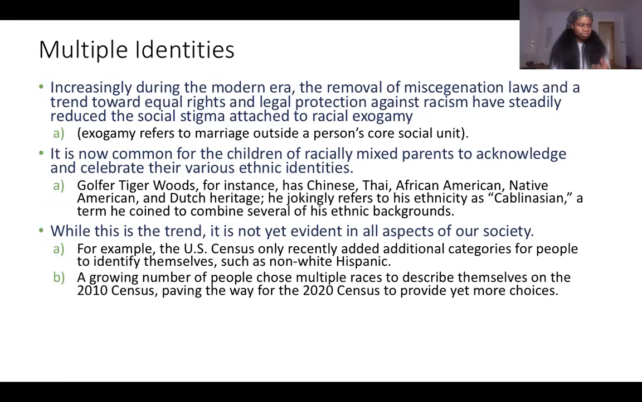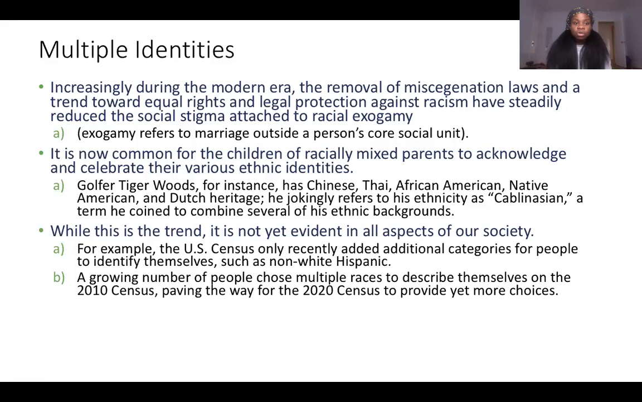Should I talk about this right now? I'm going to go into this and then we're going to get into the theories, how our theoretical perspectives will look at this. So, multiple identities. Increasingly during the modern era, the removal of certain types of laws and trends towards equal rights and legal protections against racism have steadily reduced the social stigma attached to racial exogamy. Again, we've gotten rid of, or many places have gotten rid of, laws that prohibited marrying outside of your race.